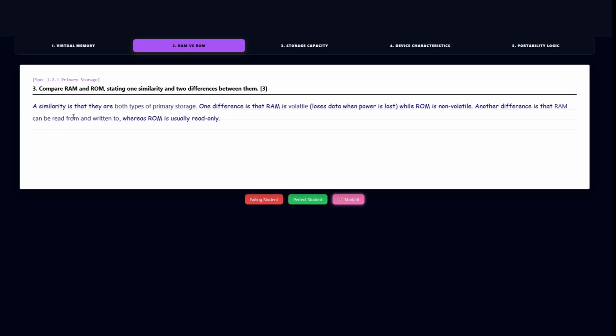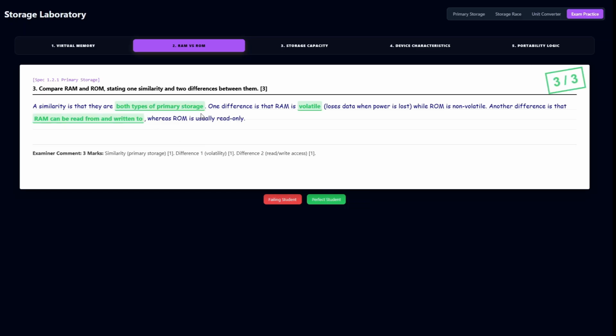Similarly, a similarity is that they are both types of computer storage, types of primary storage. One difference is that RAM is volatile, it loses data when the power is lost, while ROM is non-volatile. Another difference is that RAM can be read from and written to, whereas ROM is read-only. 1 mark for similarity, 1 for difference one, volatility, and 1 for difference two, read-write access. That's a perfect 3 out of 3.